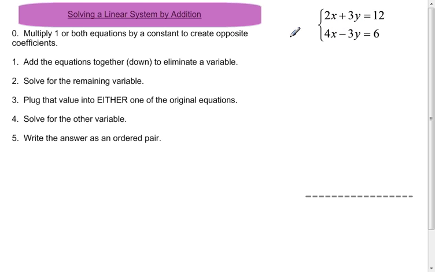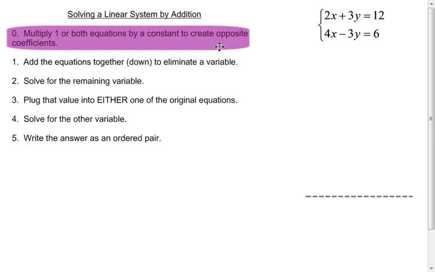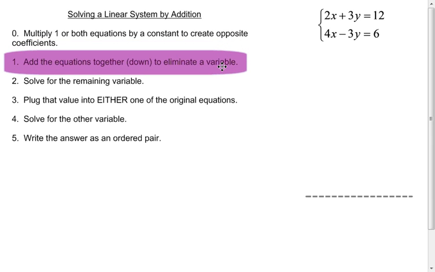Okay, so as we go through our list of steps here, we're going to first multiply one or both equations by a constant to create opposite coefficients. Well, we don't need to do that because we already have them, as we just said. So the first thing we will in fact do is add the equations together to eliminate a variable. So we'll add straight down and get 6x, 3y and negative 3y creates 0, and 12 plus 6 is 18.